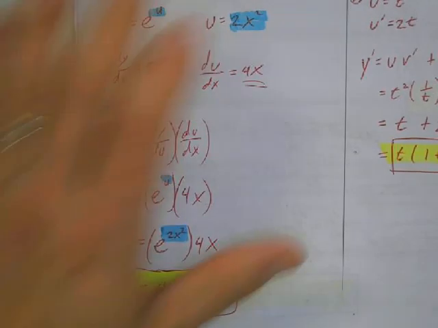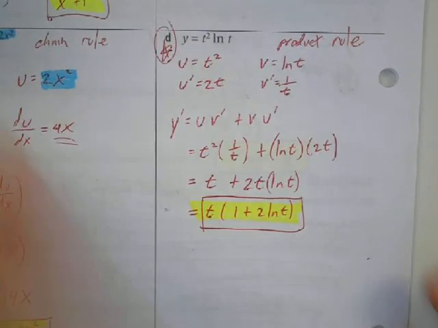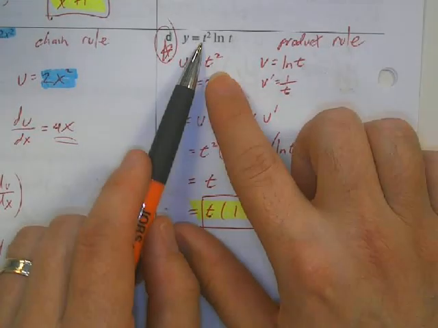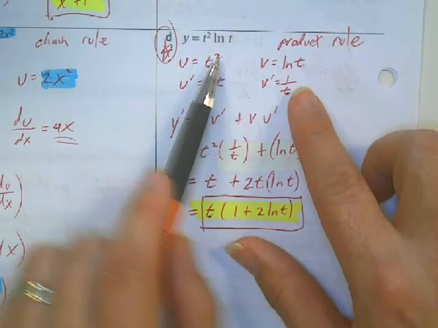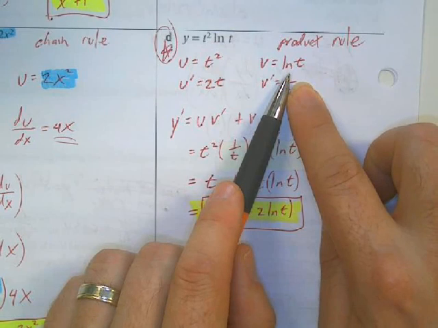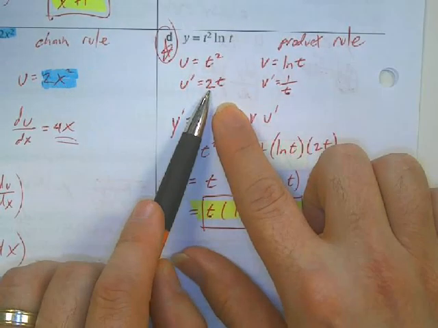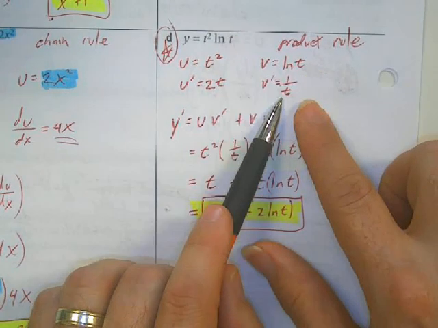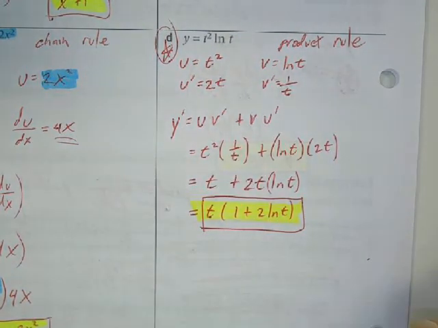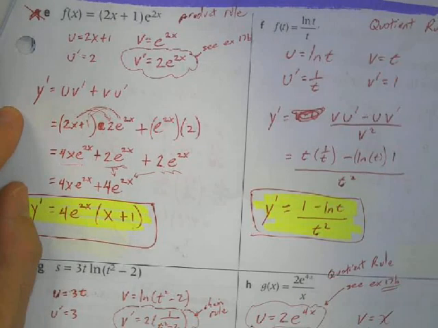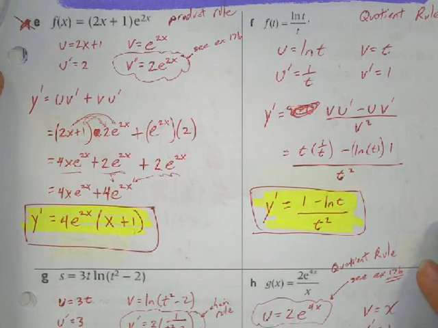Okay. Question D, we're going to use product rule. So u is going to be equal to t squared. V is going to be natural log of t. The derivative of t squared is 2t. The derivative of natural log of t is 1 over t. And then we use product rule. Okay, next page. Product rule again.